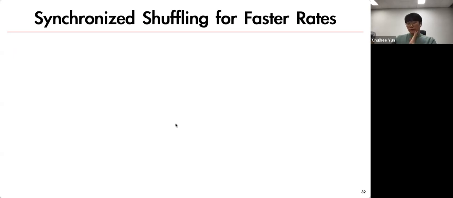Okay, so now that we have seen the upper and lower bounds for the vanilla algorithms, let me now talk about some algorithmic modification that can further speed up in some homogeneous cases. We call this technique synchronized shuffling. This technique can speed up algorithms when the component functions across different machines are similar to each other.